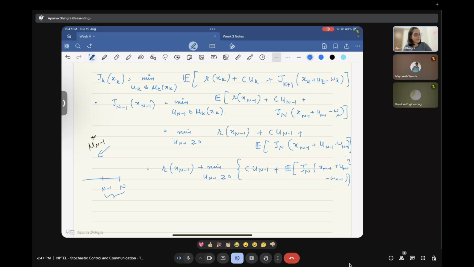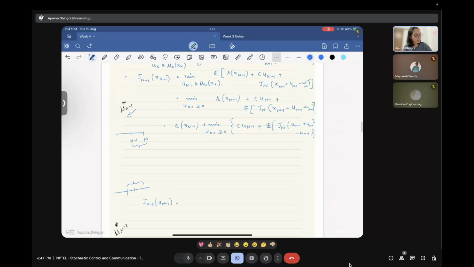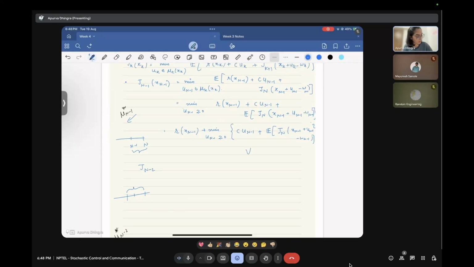Now, the exact same step could be repeated, and we could get J_{n-2}. Oh, by the way, note this is for all x_{n-1} in the space of states, from the space of states. And this process continues.